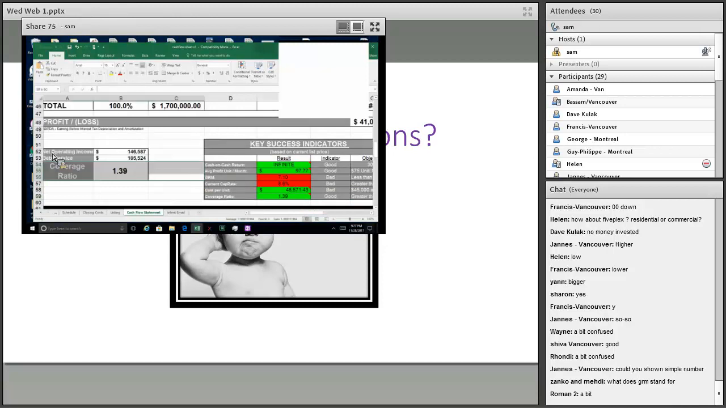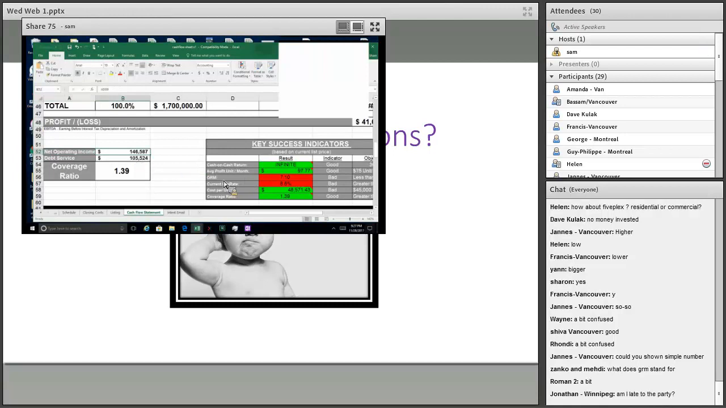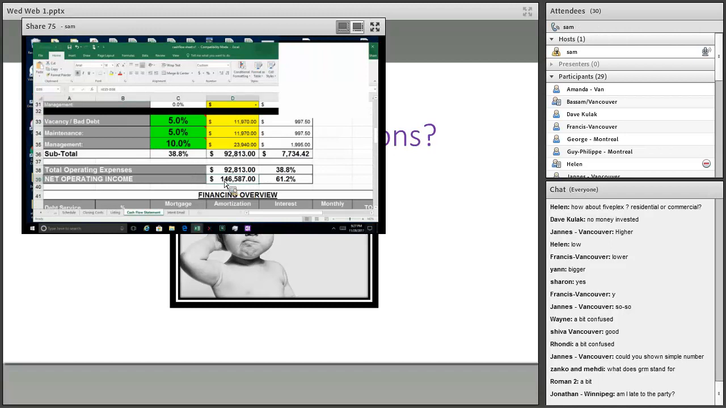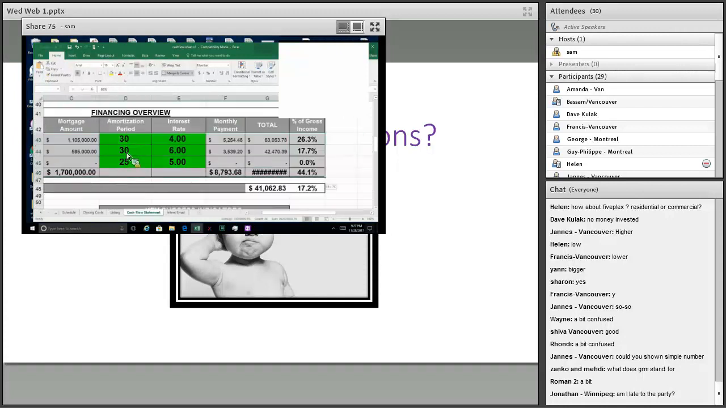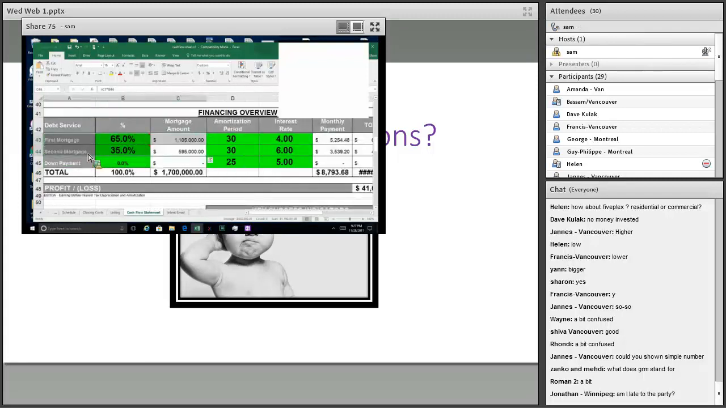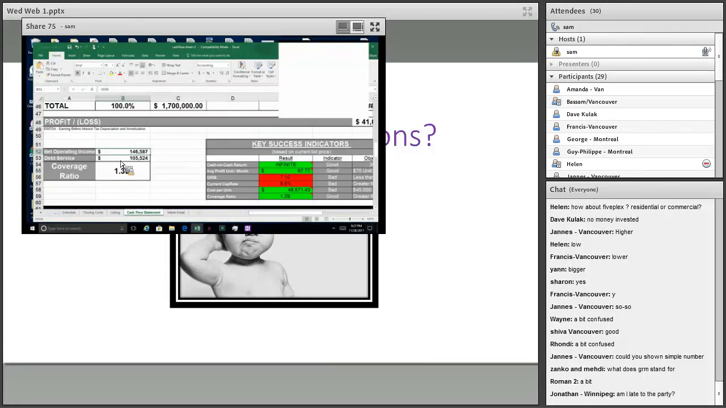Now, why is coverage ratio important? Let's go over here. Net operating income is $146,000. That means after we paid all our bills, before financing, that's what we have left. So what this identifies to us is, after we finance this property, do we have enough money from our net operating income to cover the debt, to service the debt? It's $105,000 a year. Our net operating income is $146,000 per year.